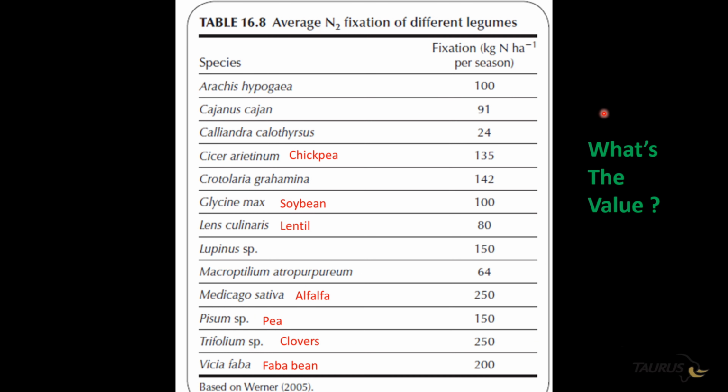So what is that fixation worth? Well, you look at chickpeas, 135 pounds an acre, soybeans about 100 pounds, lentils about 80 pounds, alfalfa lots, but in annuals you look at peas at about 150 pounds and faba beans about 200 pounds. I mean, faba beans is a fabulous fixer, and legumes as a whole have small roots, so they've sort of evolved using the symbiotic relationship to compensate for their poor root system.